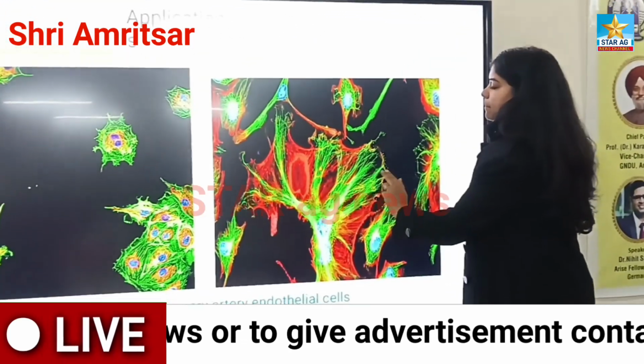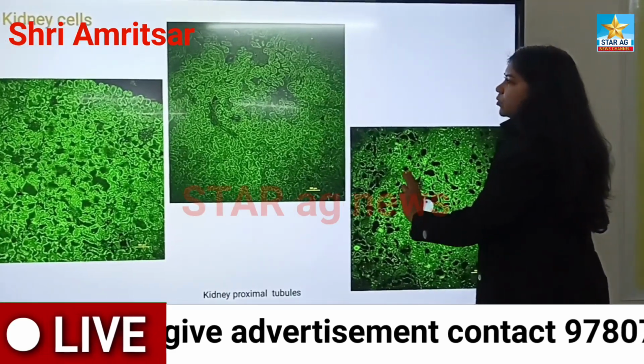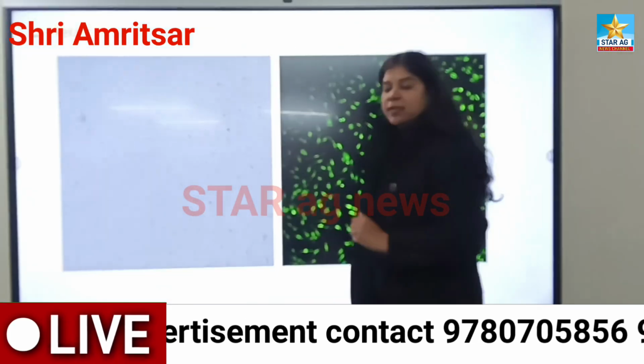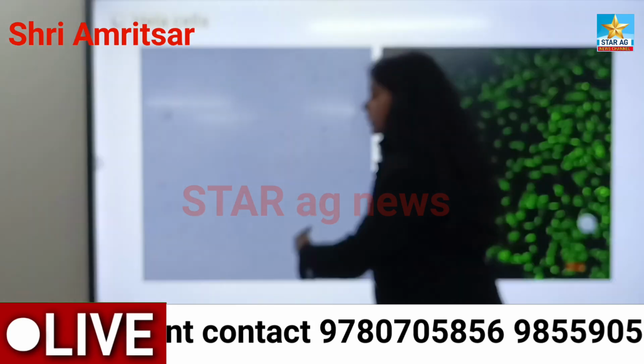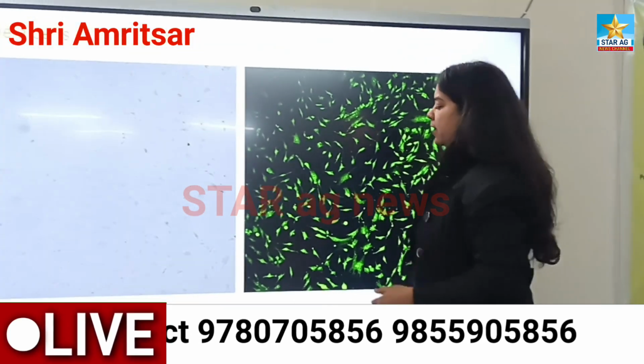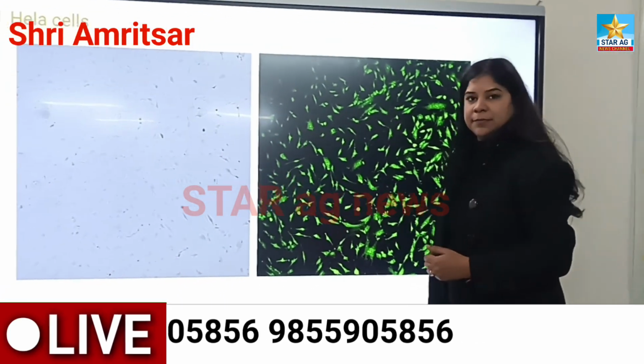Next, you can also see the HeLa cells. You can see the dark images of HeLa cells, and then there are stained dark cells.